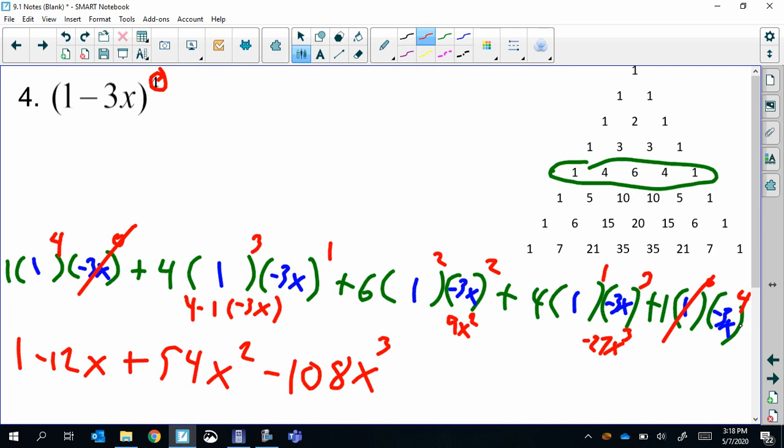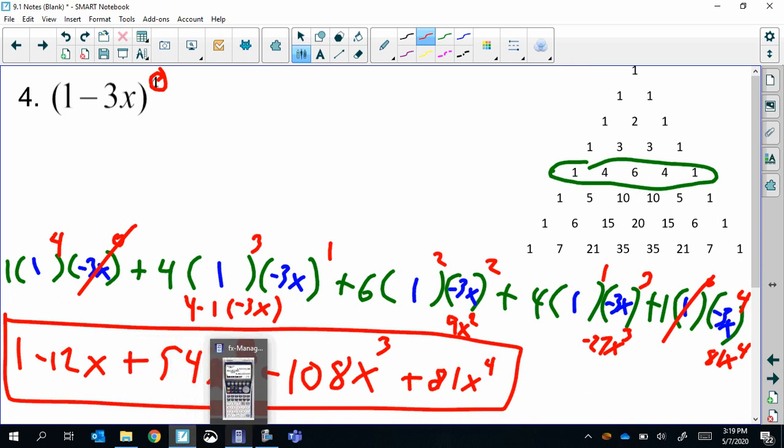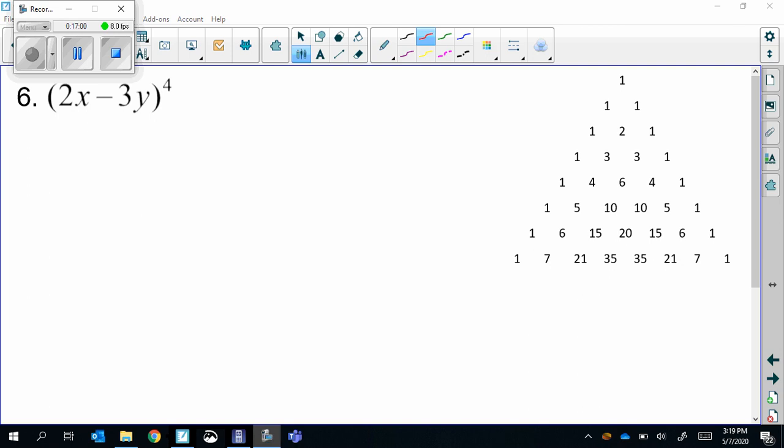And then last, the only part that we need to work out ahead of time here is this negative 3 to the fourth. 3 to the fourth is 81, so it'll be positive 81 x to the fourth times 1 times 1. So that's it. It's really about as hard as they get, other than maybe having a number in both spots. So we will look at that right now.